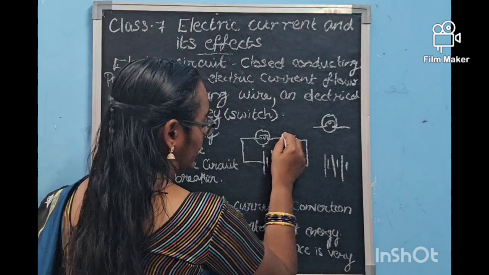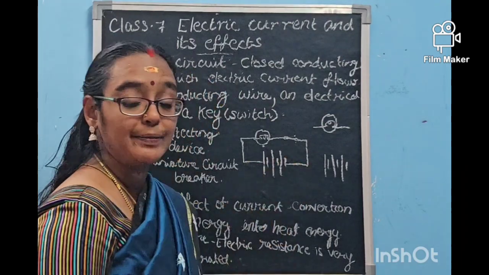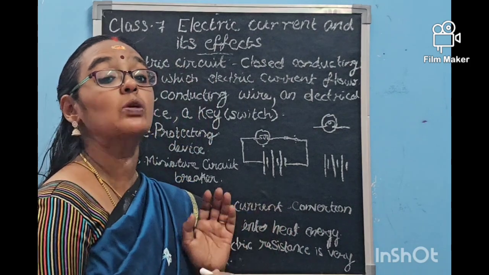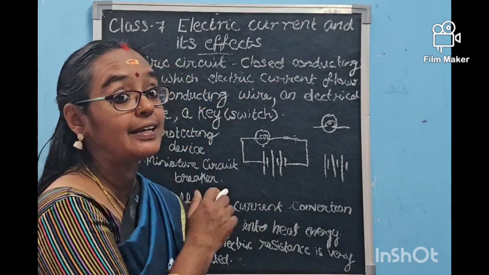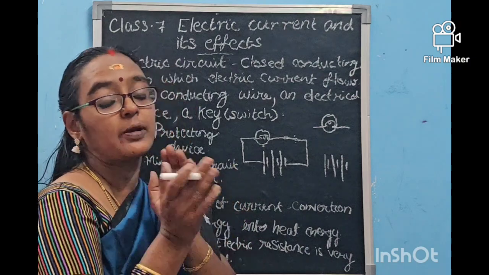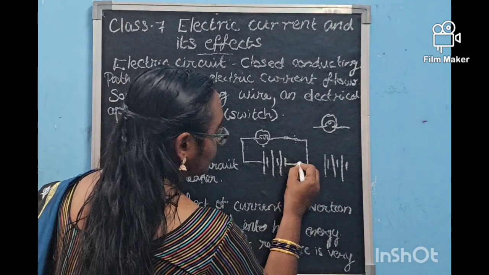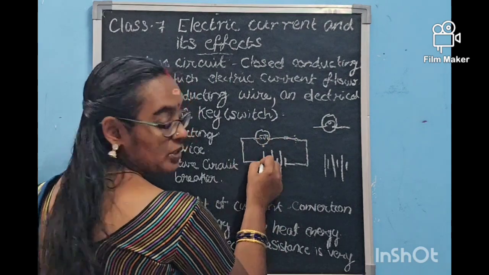Metallic strip will be joined over here, which means the current can flow easily. Actually, what happens when the electricity is on? The electrons have the tendency to move from the negative terminal of the battery to the positive terminal. So electrons start moving through this conducting wire, coming through this direction.